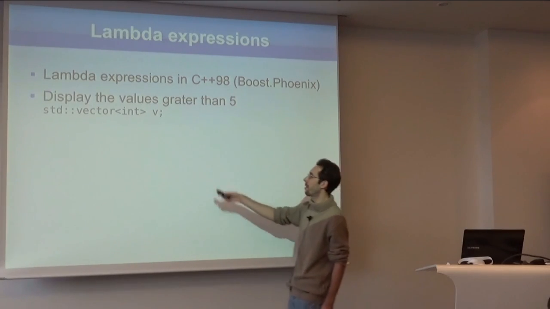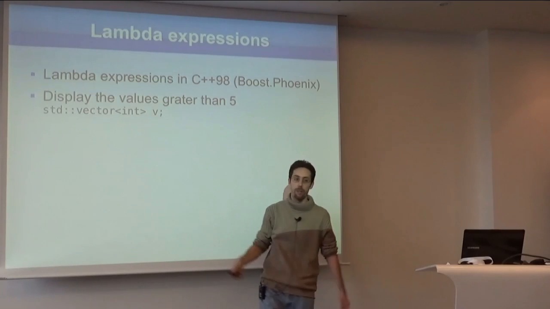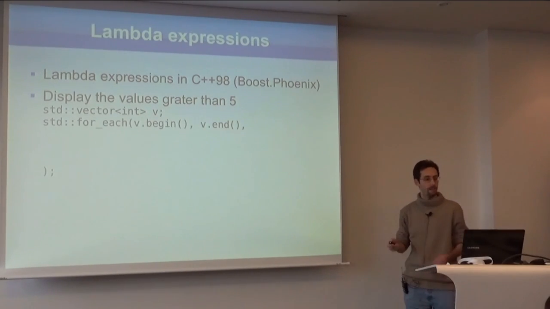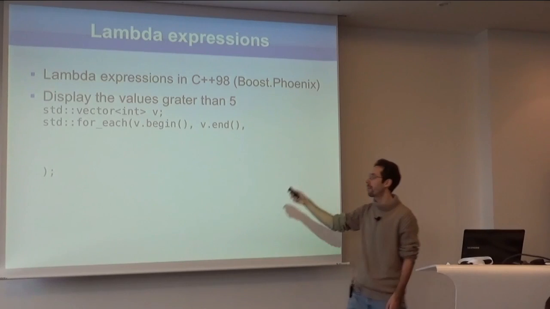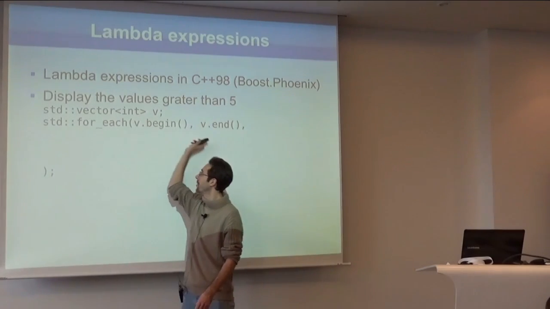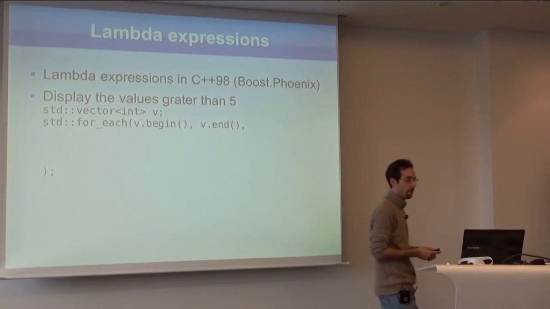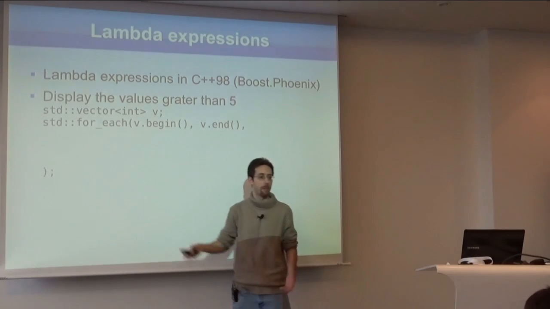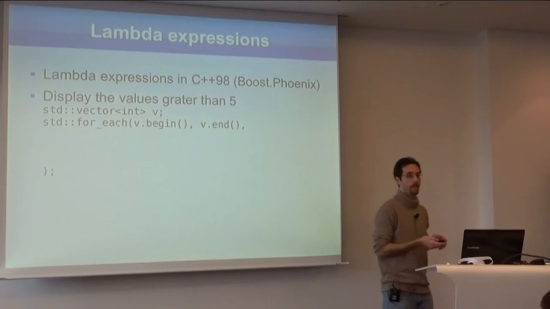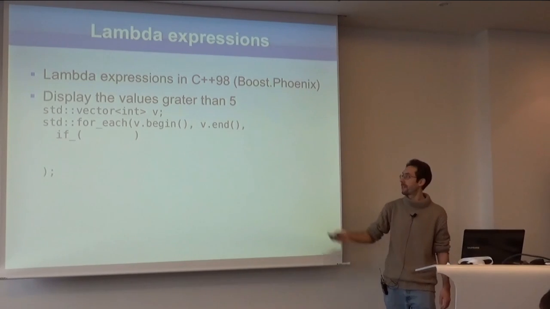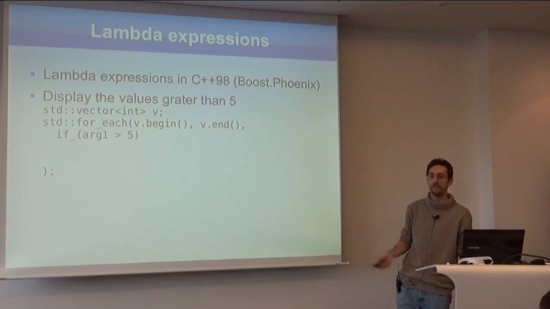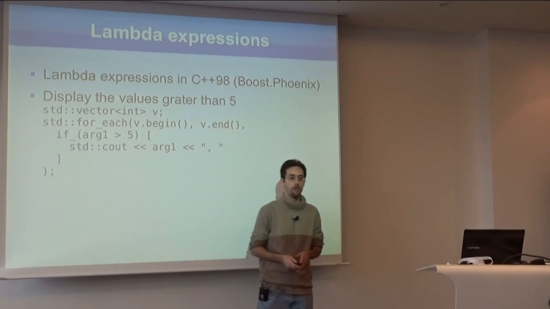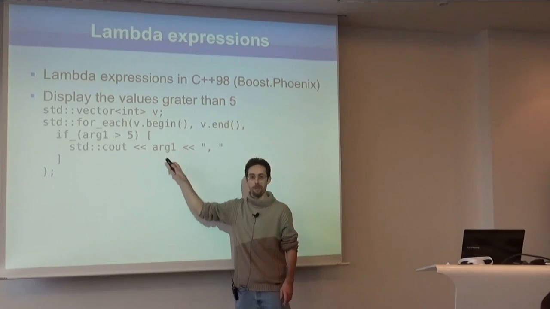Let's assume that you've got a vector v, and you want to display the values that are greater than 5 in that vector. And you want to use the for_each algorithm, so you step or iterate over your vector using for_each. This is where you would put a lambda expression in C++11. But you don't have one in C++98. But with Phoenix, you can write something like, if the argument is greater than 5, then display the argument on standard output. And it looks like normal C++ code.